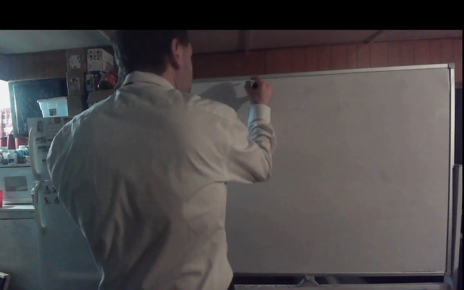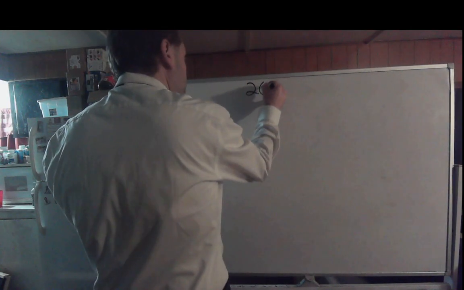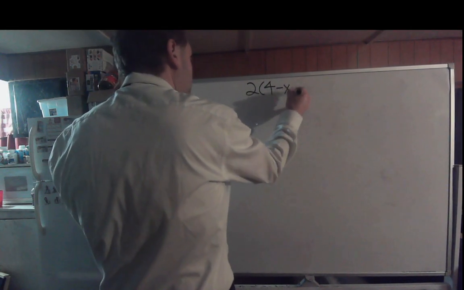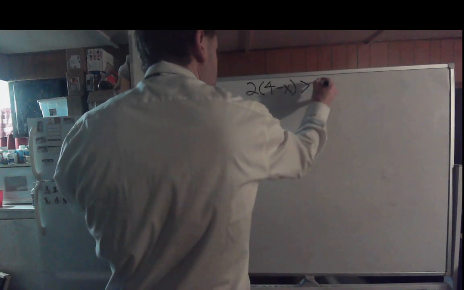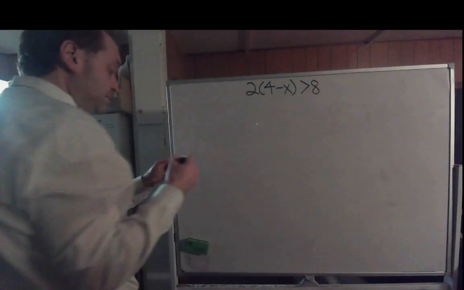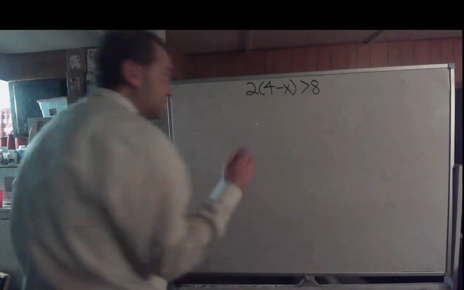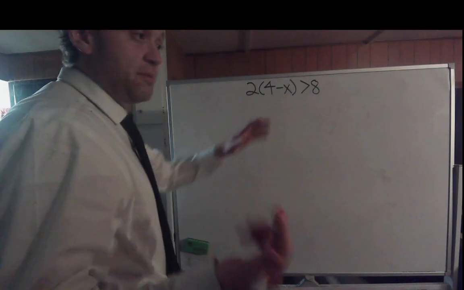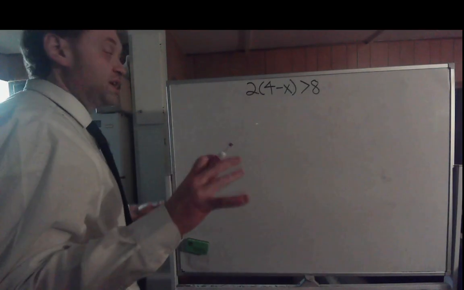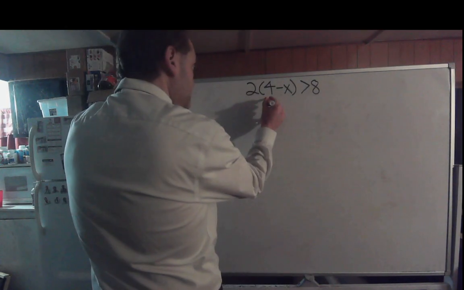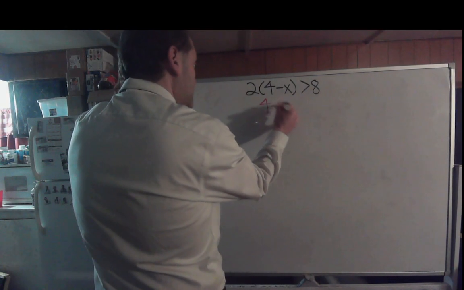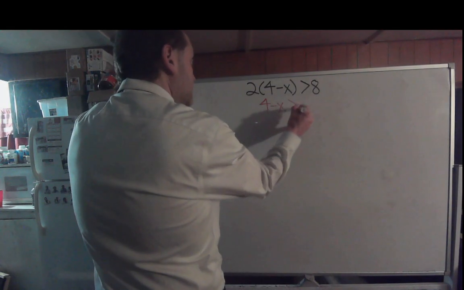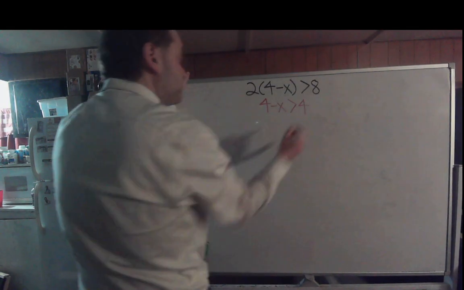So then we have 2 times the quantity of 4 minus x is greater than 8. And if you want, you could distribute, or you can see that 2 and 8 both have a common factor of 2, and you can divide both sides by 2. If you do that, you'll get 4 minus x is greater than 4.